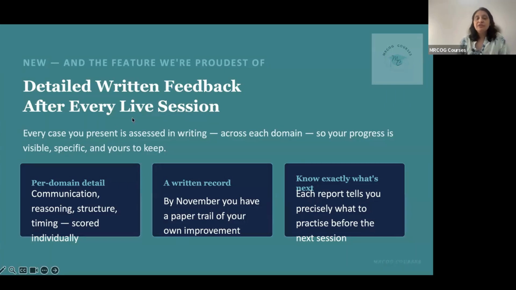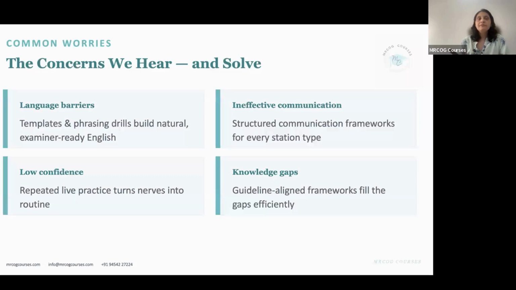But yes, it was a very good tool, because you get time to read it and you get time to introspect into it. Recording is also there and your feedback is also there. So you can actually see explicitly how well you have performed. Every case you present is assessed in writing across each domain, so your progress is visible, specific, and yours to keep. Per-domain detail, a written record, and you know exactly what needs to be done next.